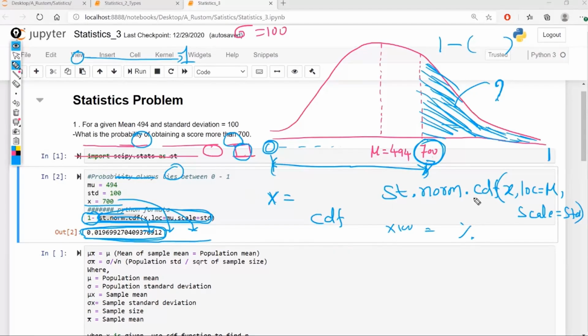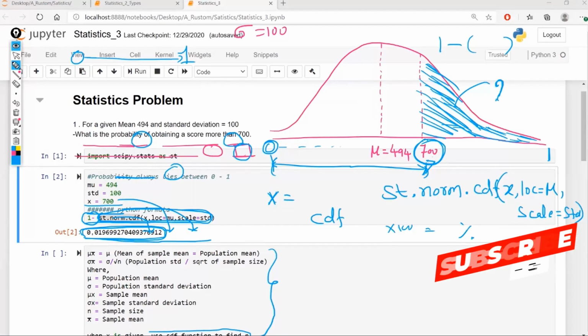That is how I will be able to use the CDF function, and how I will be able to figure out the probability if X is given. That is what I have mentioned here, the same thing we have seen: when X is given, use the CDF function to find the P. All right, so this is a simple problem statement, and this is how we will be able to figure out the probability if the X data is given.